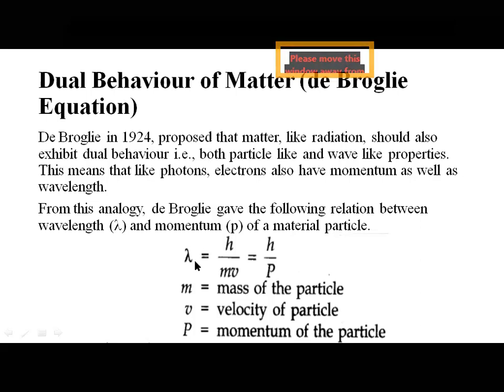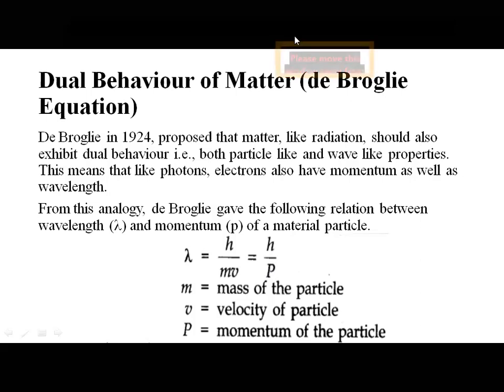According to this dual nature of matter presented by De Broglie, small particles like electrons, when in motion, possess wave properties. So according to De Broglie, the wavelength associated with a particle of mass m moving with velocity v is given by the relation lambda is equal to h upon mv, where h is Planck's constant. And what is m into v? Mass into velocity is nothing but momentum. Therefore, I can write it as h upon p.